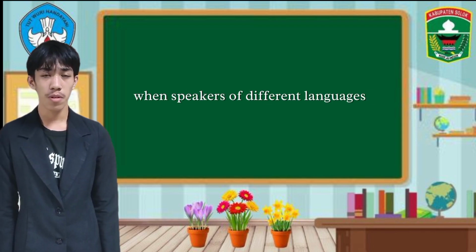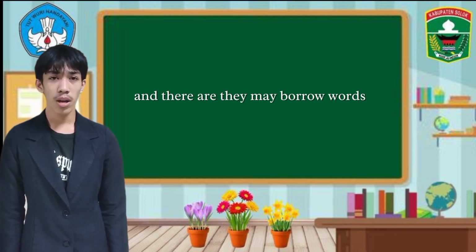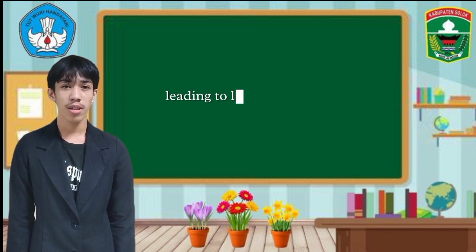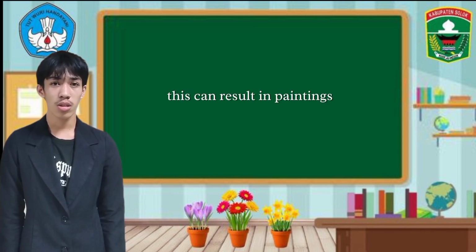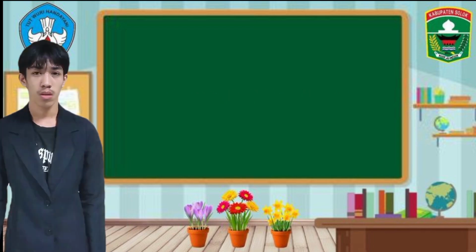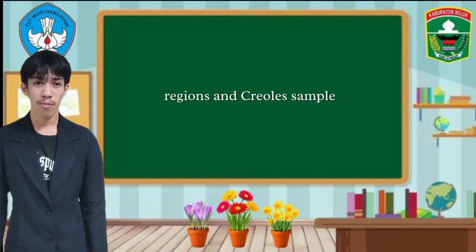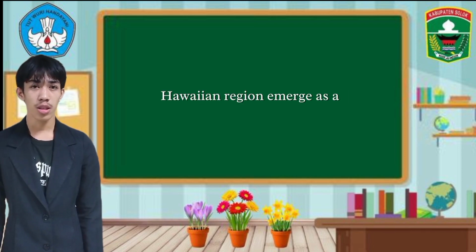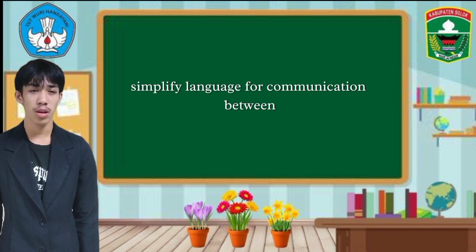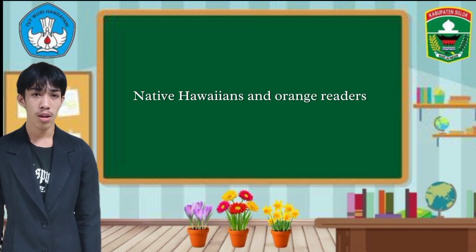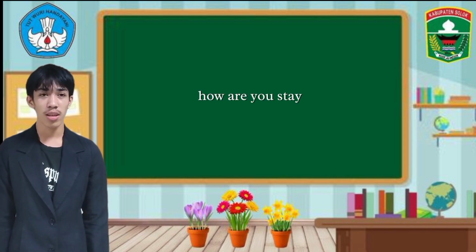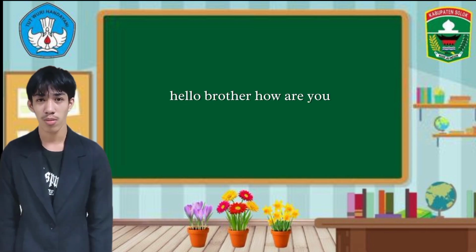When speakers of different languages interact, they may borrow words, phrases, and grammatical structures from one another, leading to language change. This can result in pidgins, creoles, and bilingualism. Pidgins and creoles example: Hawaiian Pidgin emerged as a simplified language for communication between native Hawaiians and foreign traders. Example: "Aloha, bra. How are you stay?" means "Hello brother, how are you?"